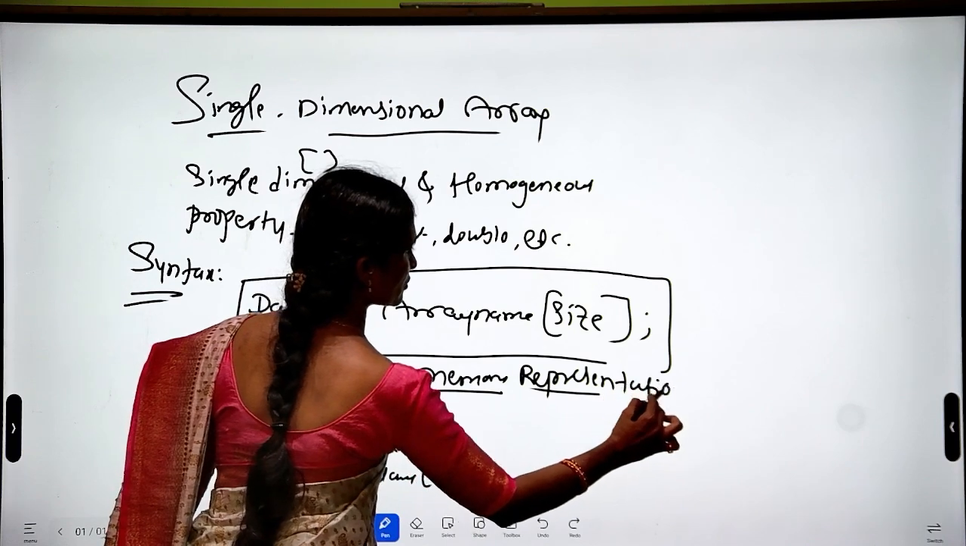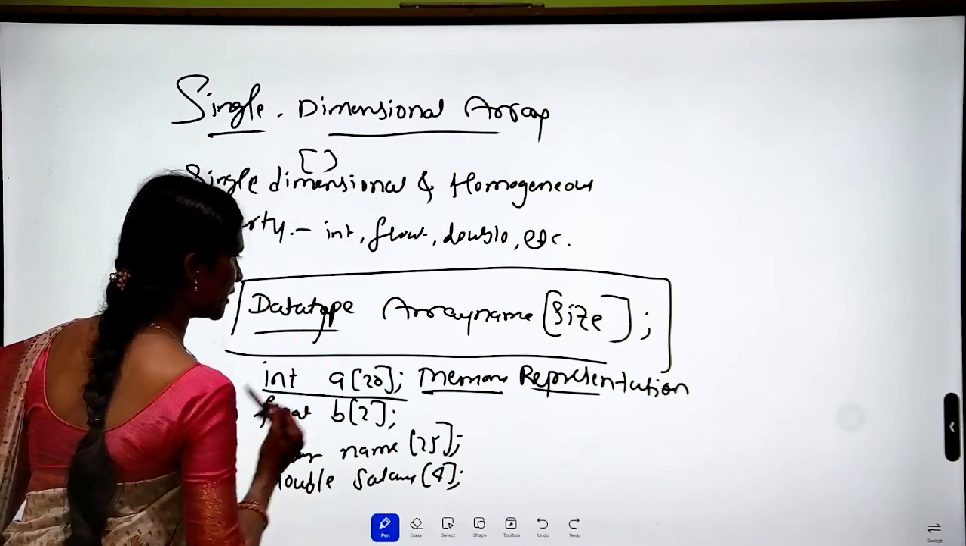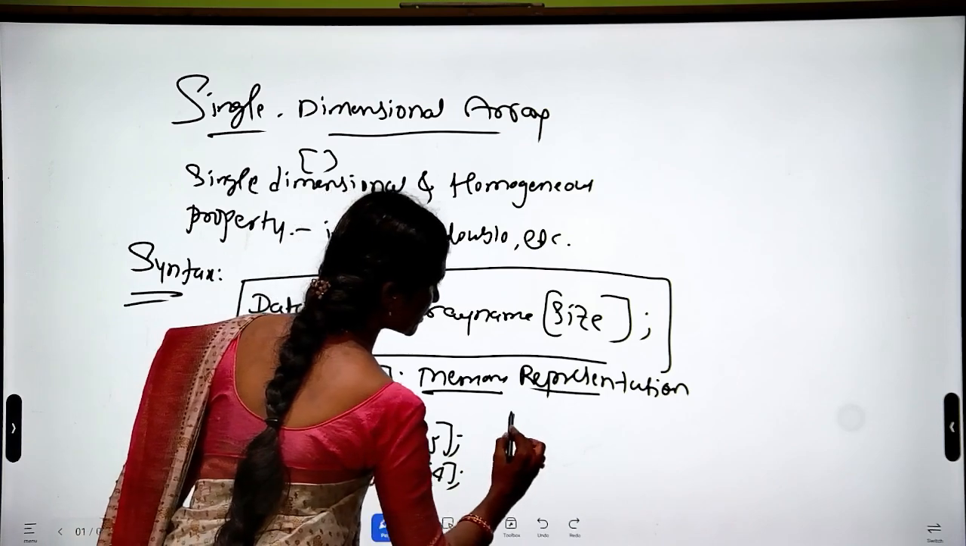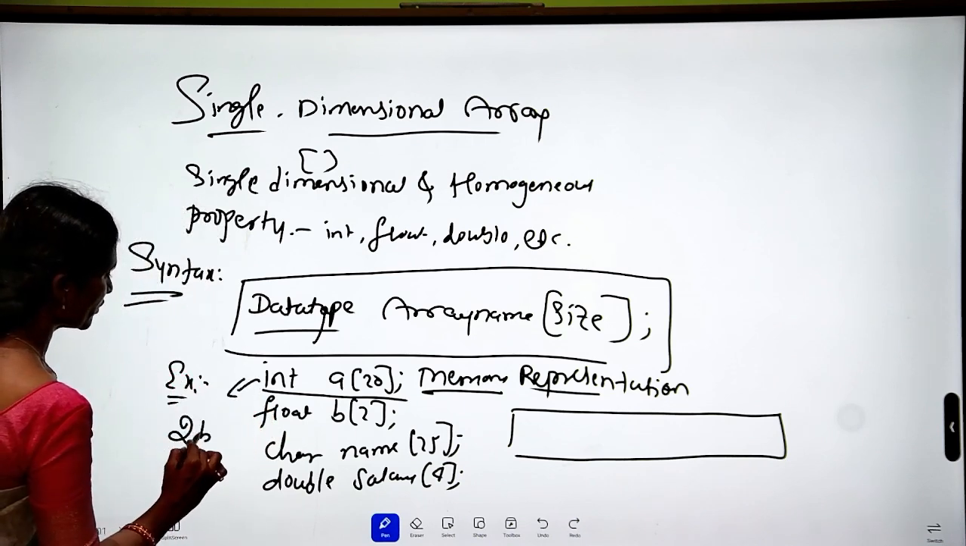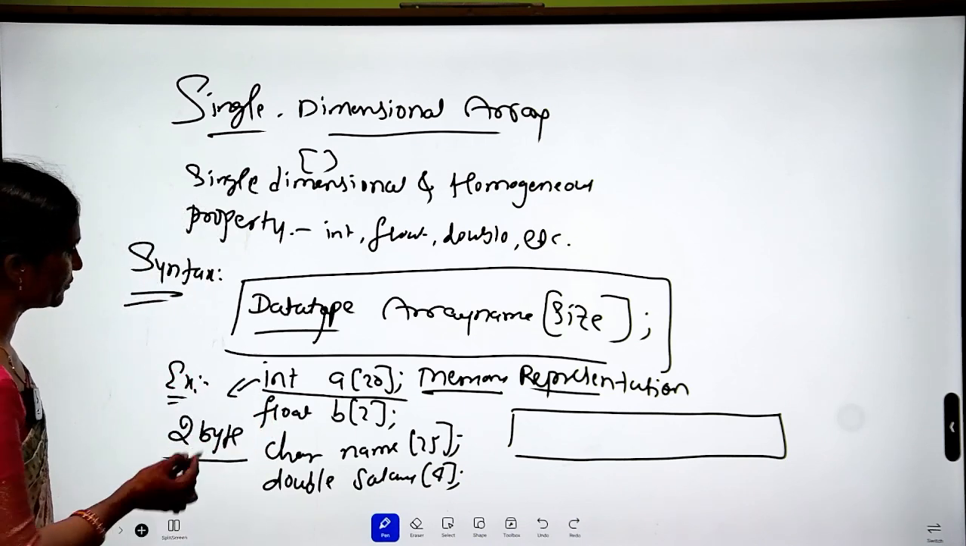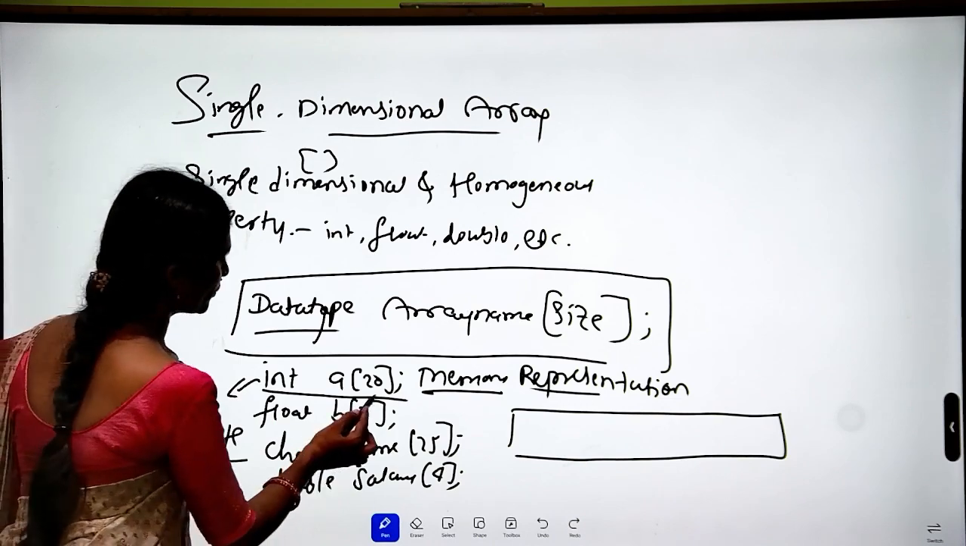If it is int a of 10, how is it represented? It is of integer data type. It takes 2 bytes of memory if it is a 32-bit operating system, and if it is 64-bit, then it takes 4 bytes. So how much is it?